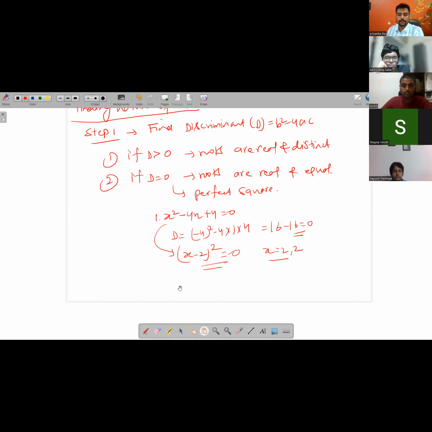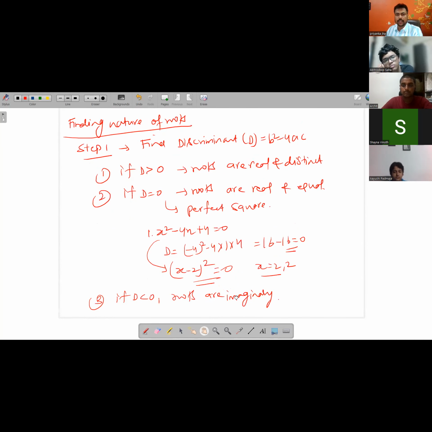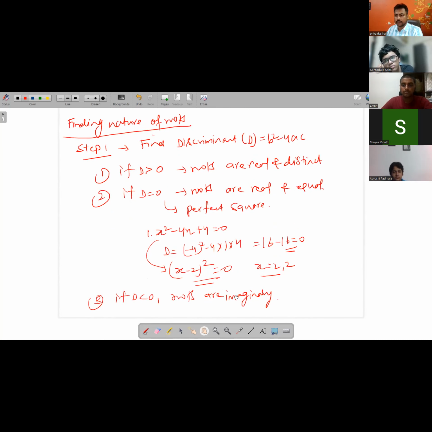And the third point is, if the discriminant is negative, it means that the roots are not real, that is, the roots are imaginary. Correct? I don't feel you need to write this; everybody must know this. Correct? Everyone?